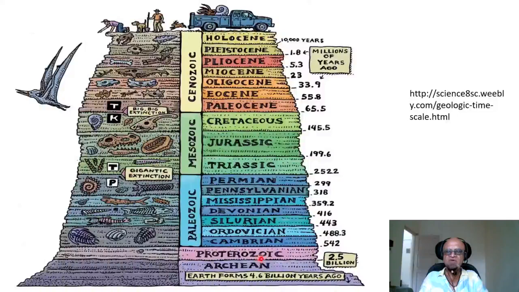So that period from 2.5 billion years ago to 542 million years ago is called the Proterozoic, which means early life. And then you have the Paleozoic, which means old life. And then you have Mesozoic, which is the middle life. And then you have Cenozoic, which you can think of as new life. And here where we are, we are in the Holocene for the last 10,000 years or so.